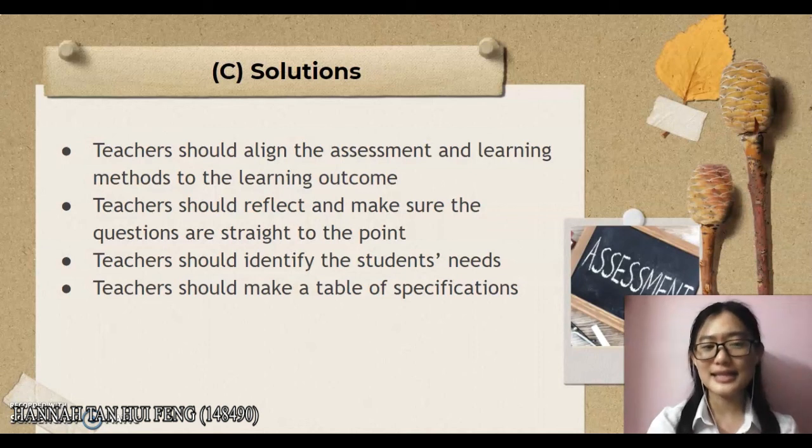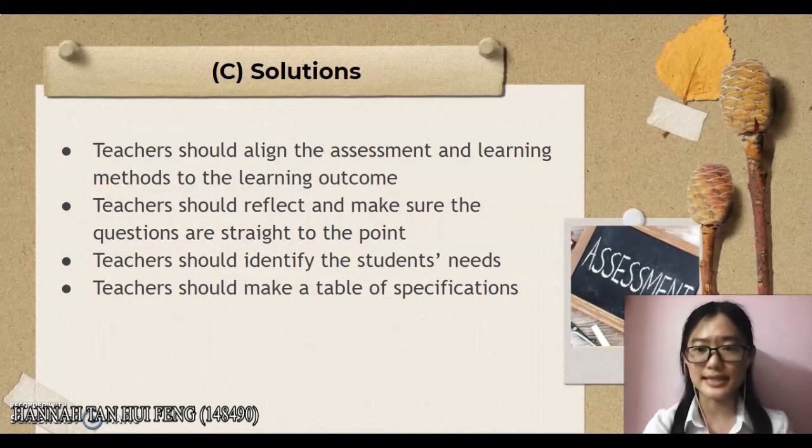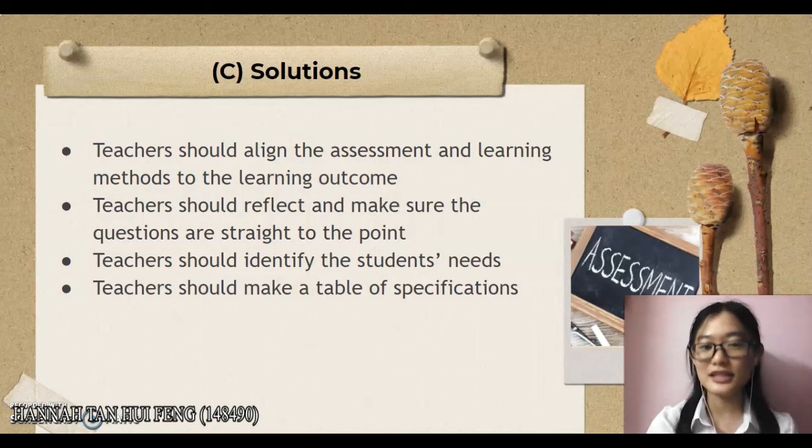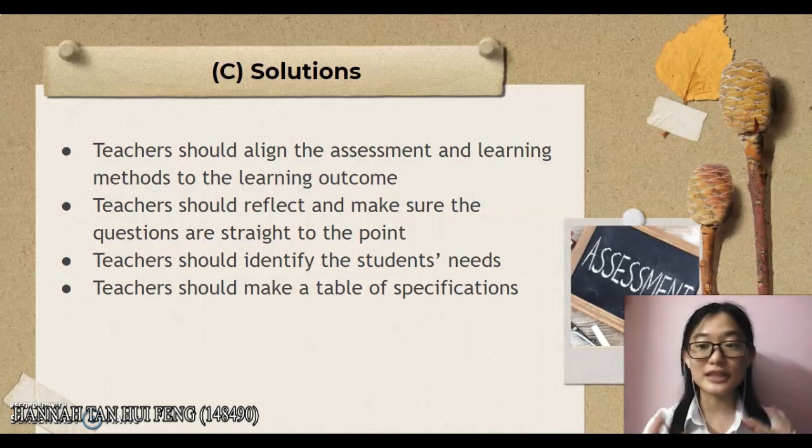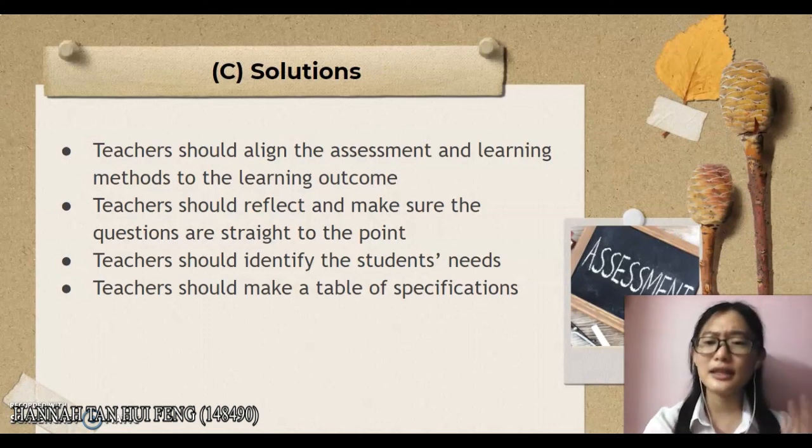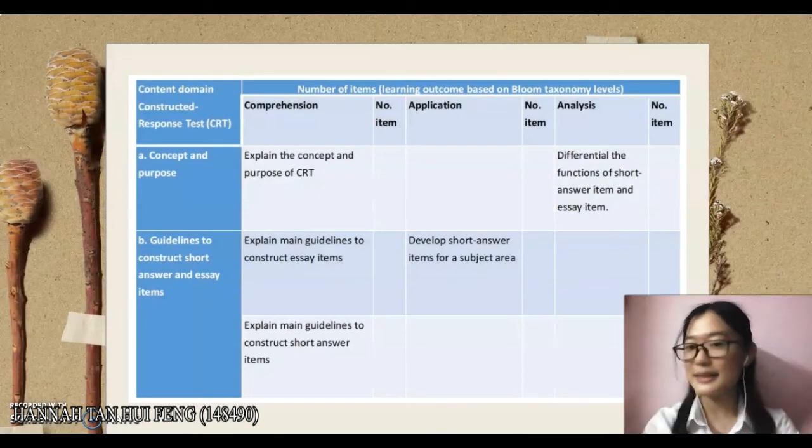So next, the teacher should identify the students' needs. The teachers should not think of what they want to teach. Instead they should think of what the students want to achieve by learning this subject. And next, the teacher should make a table of specification. This table of specification is so that teachers won't be confused about what the objectives are. So it looks something like this.